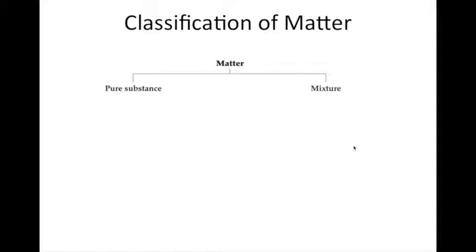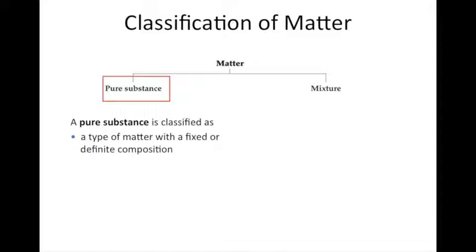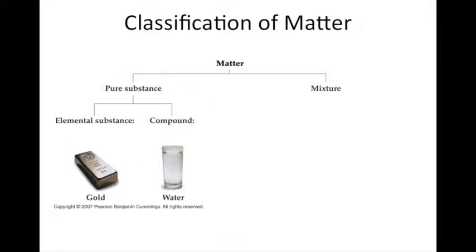So when we classify matter, there are two general categories that we can start with. There are what we call pure substances and what we call mixtures. Let's start with pure substances. A pure substance is a type of matter with a fixed or definite composition. Let's explore that a little more. Pure substances can be further broken down into elemental substances, or elements, and compounds. So let's talk about elements.